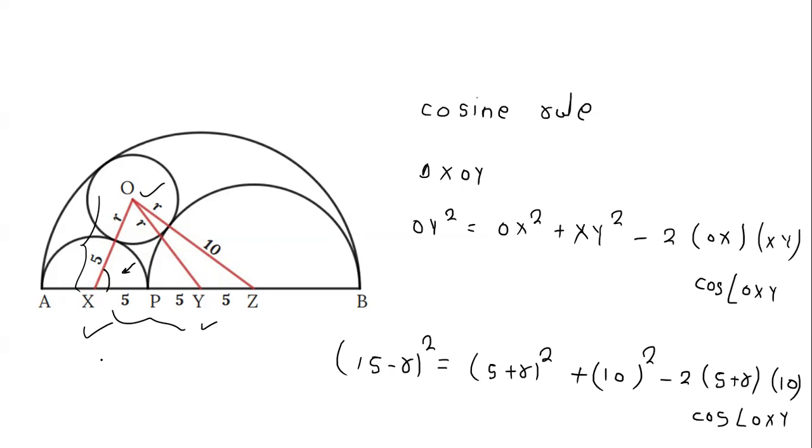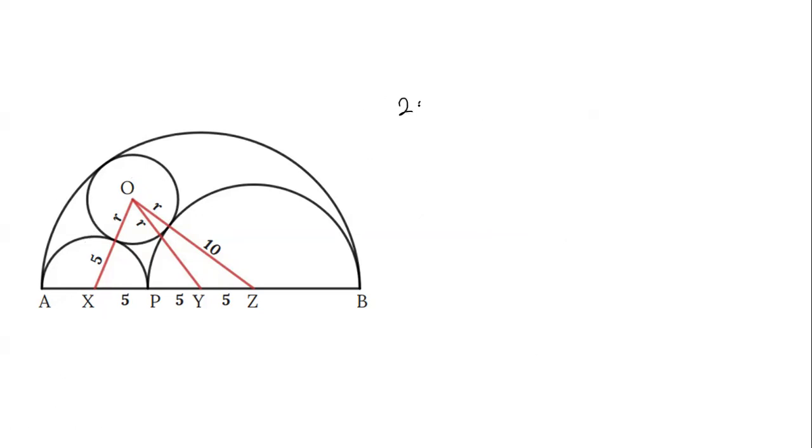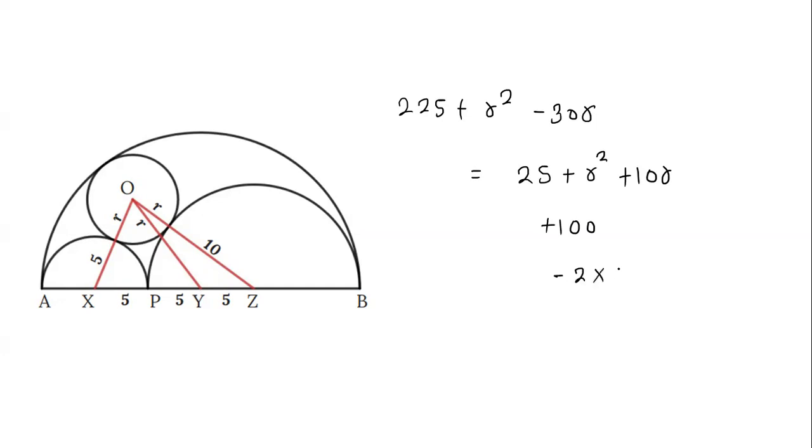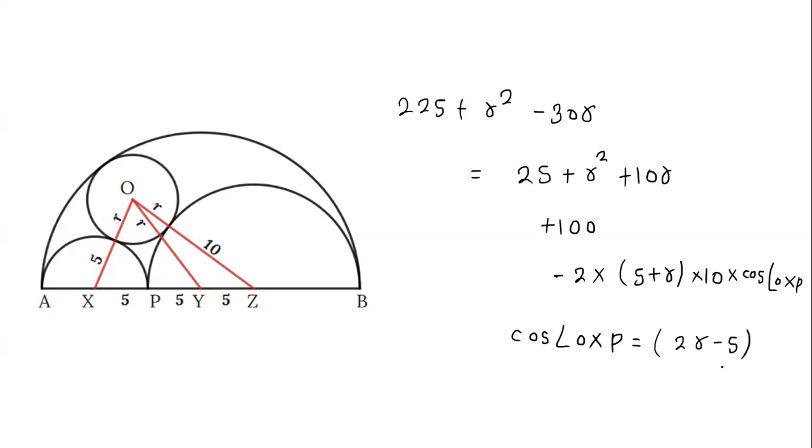So from here, you can simplify it. It will come like 225 plus R square minus 30R is equal to 25 plus R square plus 10R plus 100 minus 2 times 5 plus R multiplied by 10 and multiplied by cos of angle OXP. From here you can calculate cos of angle OXP in terms of R, and after simplifying it will come like 2R minus 5 divided by 5 plus R. So it will come like this.